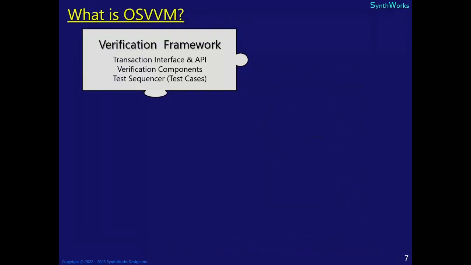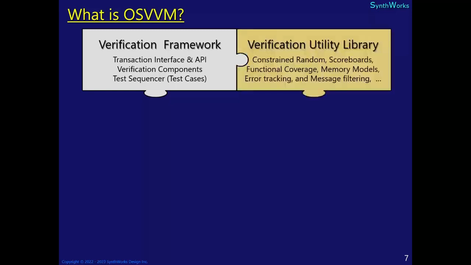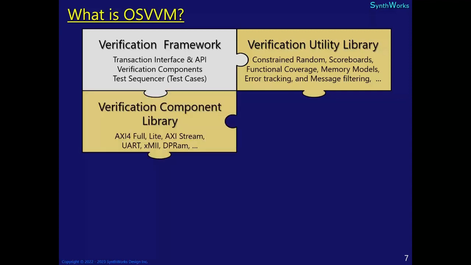All right, so what is it? Well, it's a lot of things. It's a verification framework that allows us to do the little teeny unit tests as well as the full chip tests. It's a verification utility library that provides solutions for constrained random, functional coverage, error tracking and message filtering, and scoreboards, basically bringing VHDL up to a full verification language. Giving us the same sort of capabilities that other verification languages have. It's a verification component library that has an expanding set of verification components.